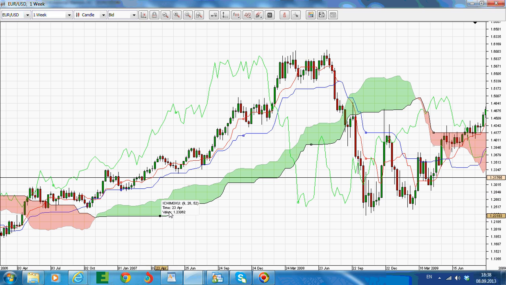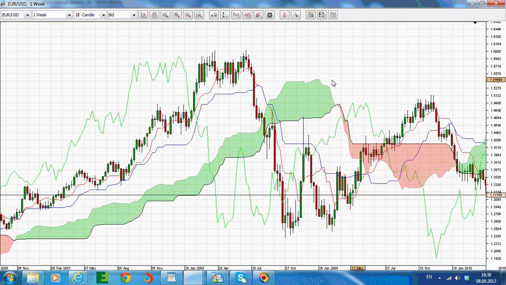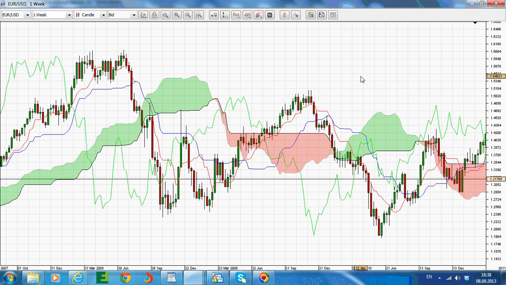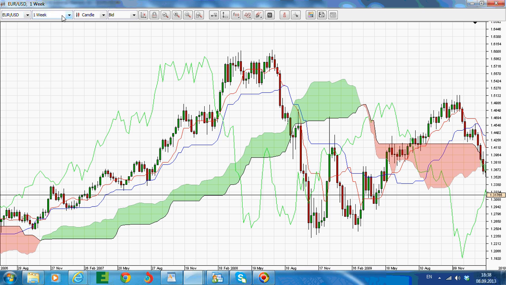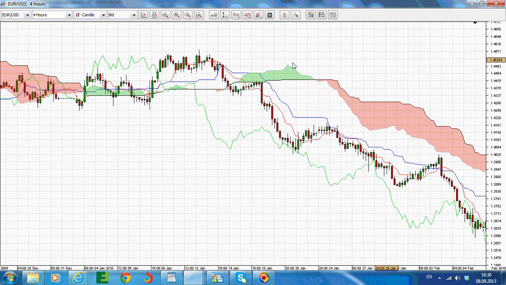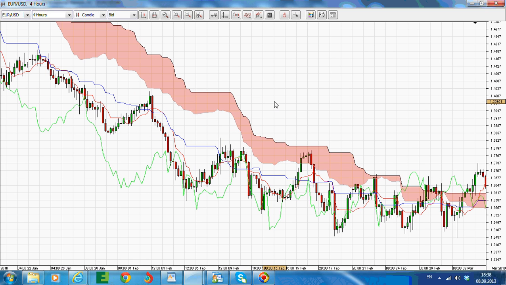Take a look at what a beautiful bullish trending environment is suggested by the Kumo, or the cloud, with a green cloud, while a red cloud signals bearish conditions. This is a weekly chart, but it is valid on the 4-hour chart, it is valid on the 5-minute chart, it is valid on all the time frames, as basically only the conditions are being changed.